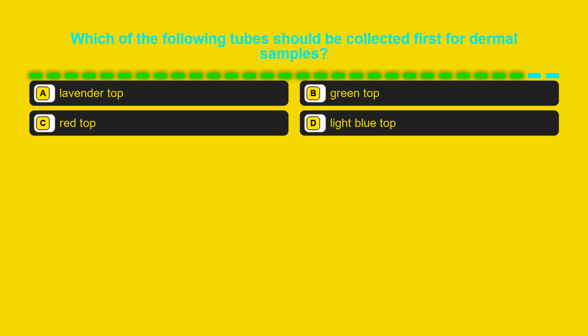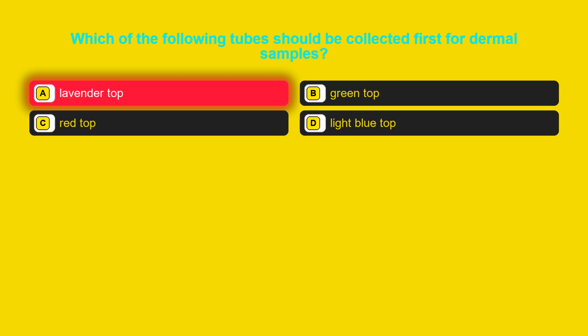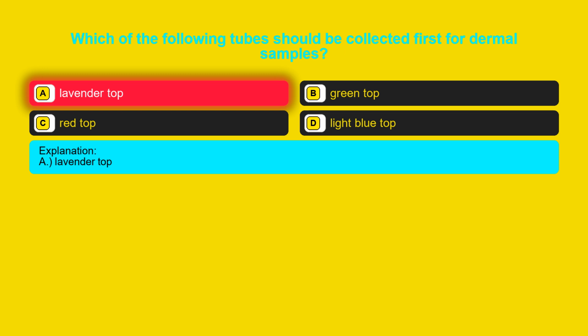Question 5. Which of the following tubes should be collected first for dermal samples? Option A. Lavender top. Option B. Green top. Option C. Red top. Option D. Light blue top. The correct answer is option A. Lavender top.